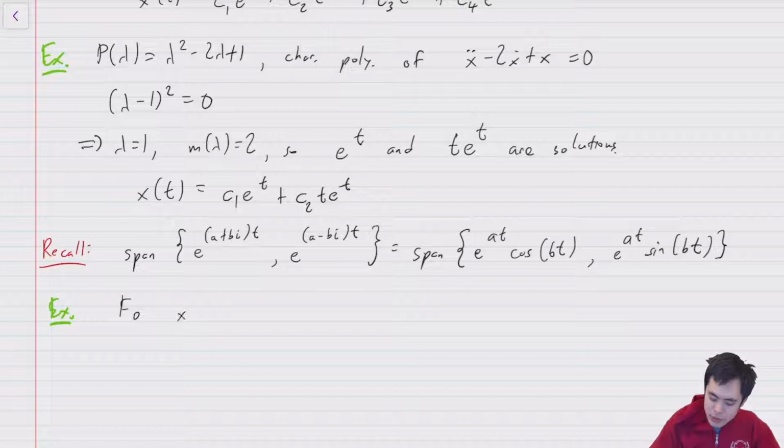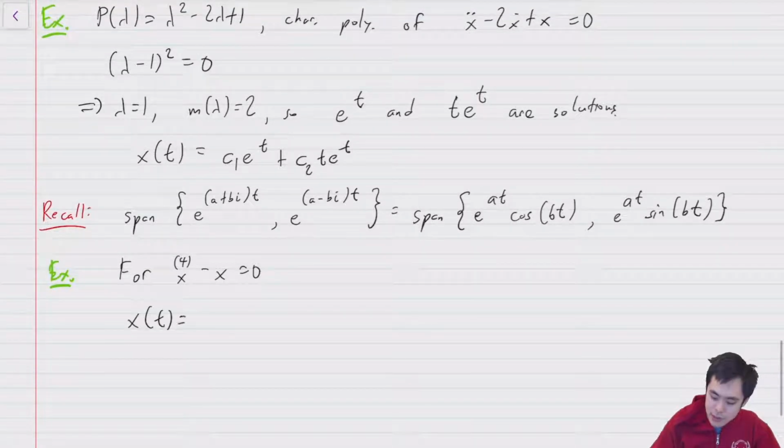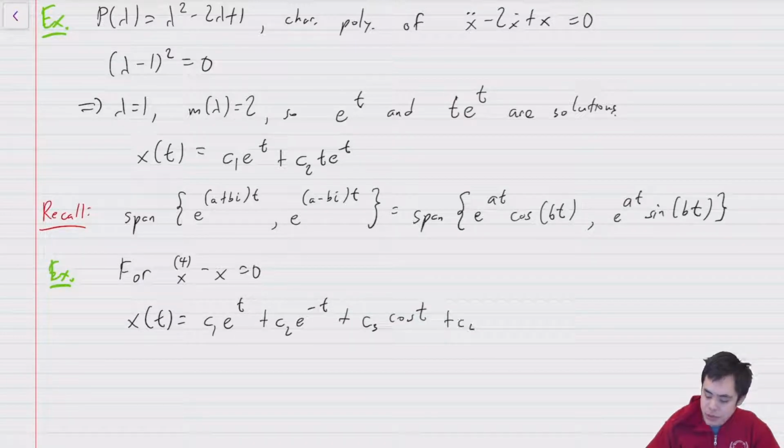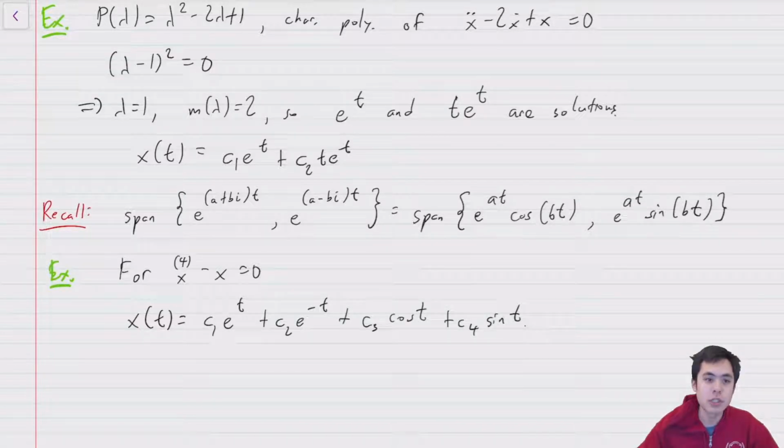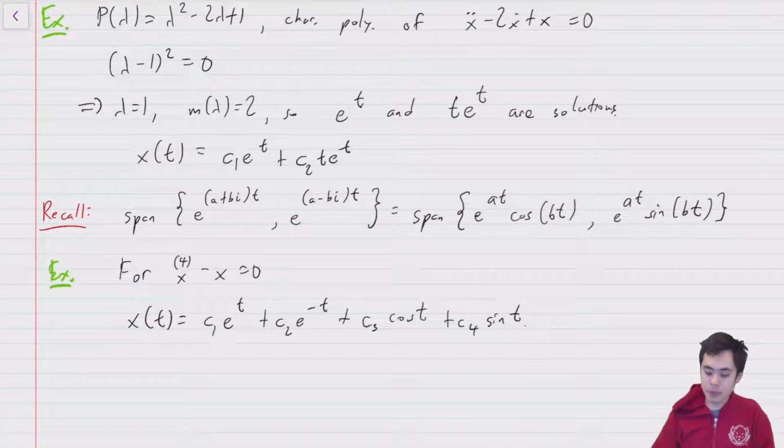for x, the fourth derivative of x minus x is equal to 0, x of t, another way of writing it, is equal to c1 e to the t plus c2 e to the minus t plus c3 cosine of t plus c4 sine of t. Okay, so there are several different ways you can write it. And if I'm asking you for a real solution, you do need to convert it into sines and cosines. If I allow you to write a complex solution, then obviously you don't.